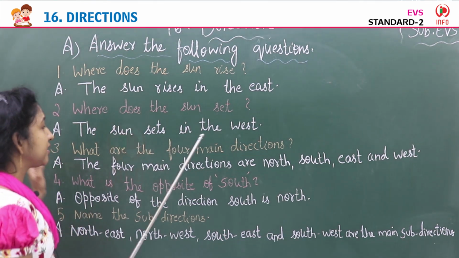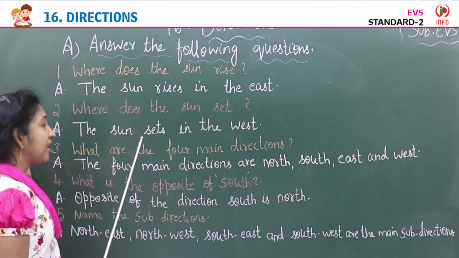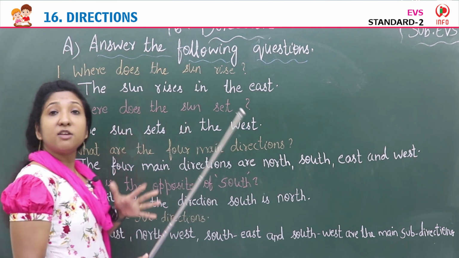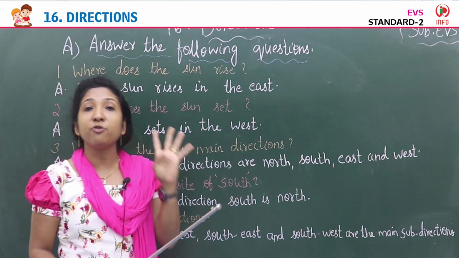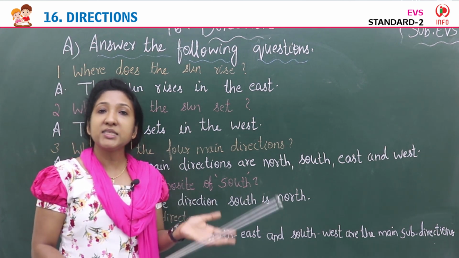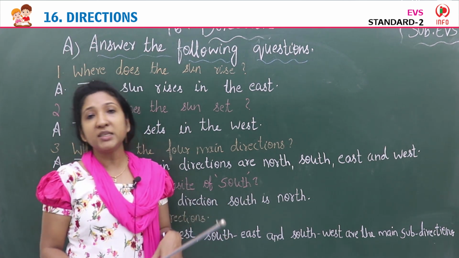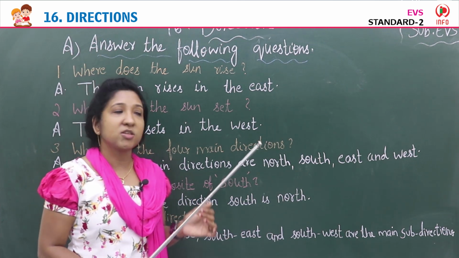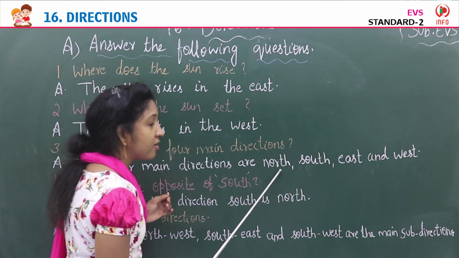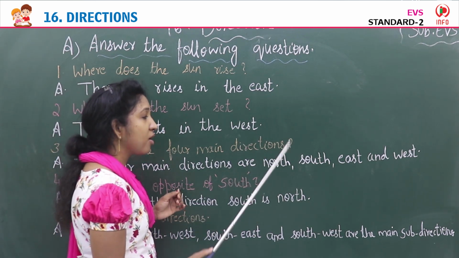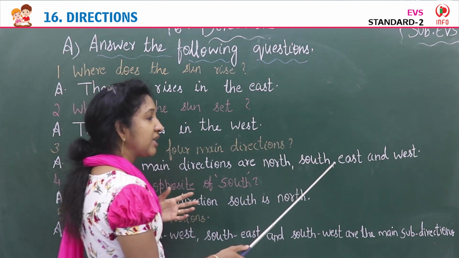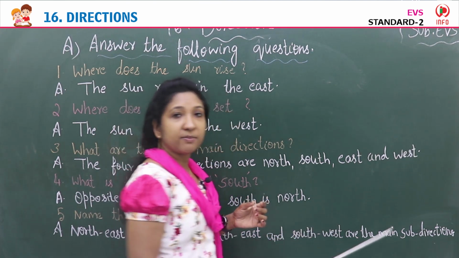Now, third question. Come on, read. What are the four main directions? You learned about four main directions. Which are they? North, south, east and west. These are the four main directions. They never change. Yes, answer: the four main directions are north, N-O-R-T-H, north, comma, south, S-O-U-T-H, south, comma, east, E-A-S-T and west, W-E-S-T.